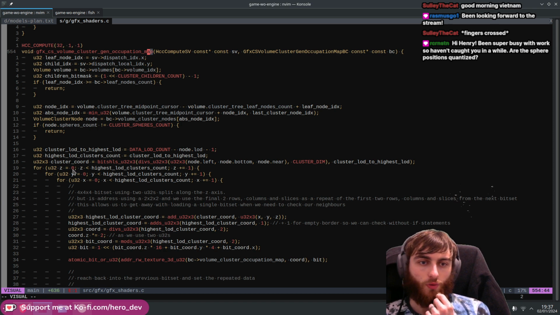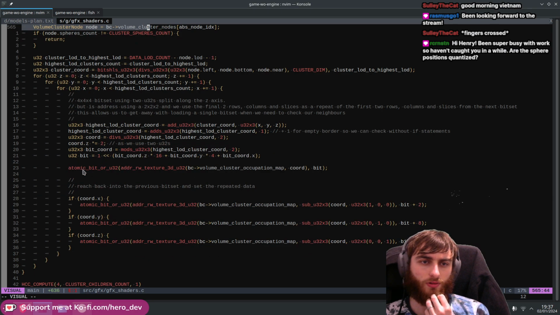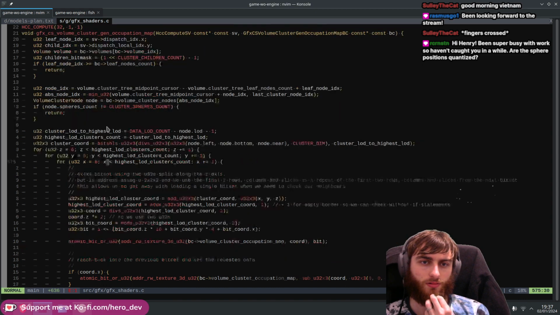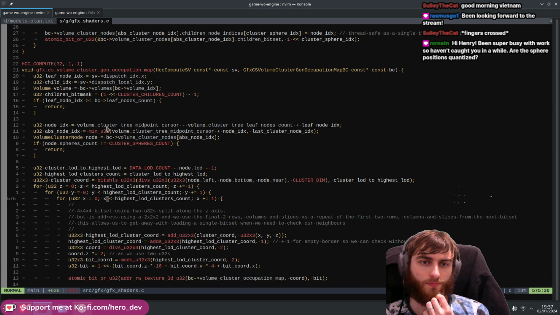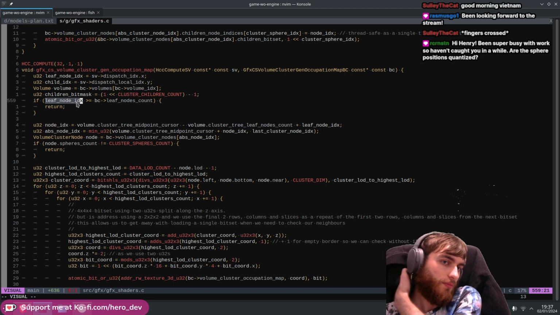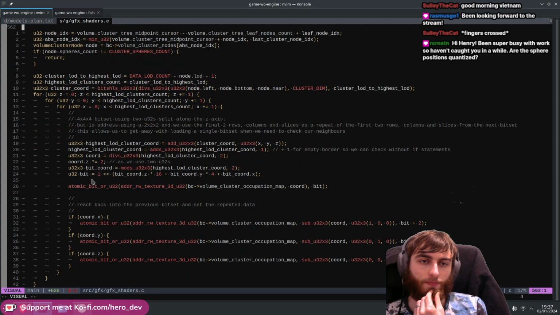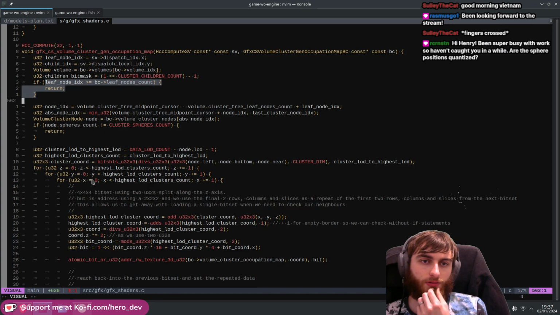So it's going to go over all of the... How does it work? Goes over all the clusters. Does it just go down the tree? Oh no, it goes over all the leaf nodes. Perfect. So it goes over all the leaf clusters, and it effectively just writes that to a bit set.